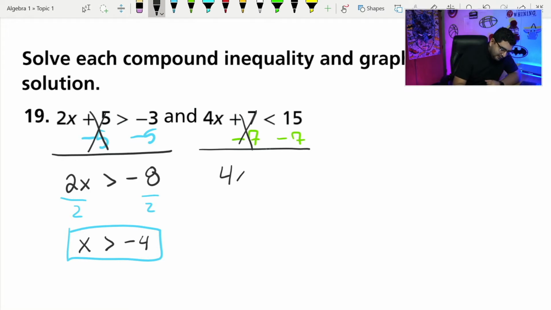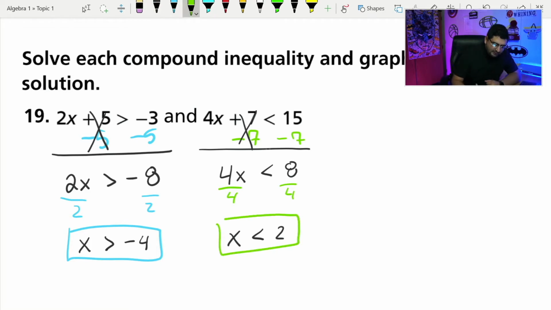Leaving me with 4x is less than 15 minus 7, which would give me 8. I can then divide by 4, and I have x less than 2. So now we want to graph this.